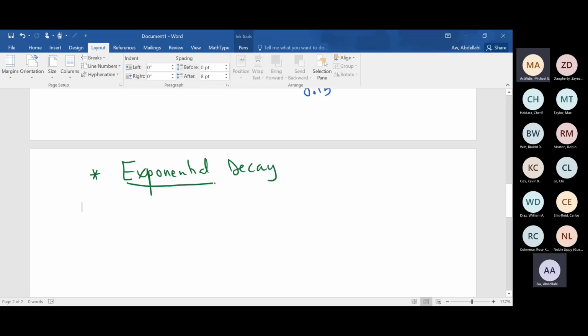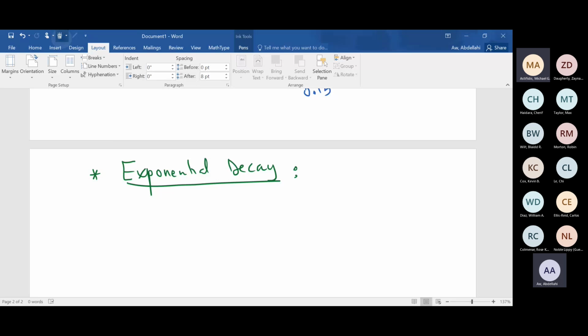Right? A good example of exponential decay is, for instance, radioactivity. Radioactivity is a very good example of exponential decay, right? It is because of the radiations. When you have a radioactive mass, after a certain time, that mass will diminish, right?